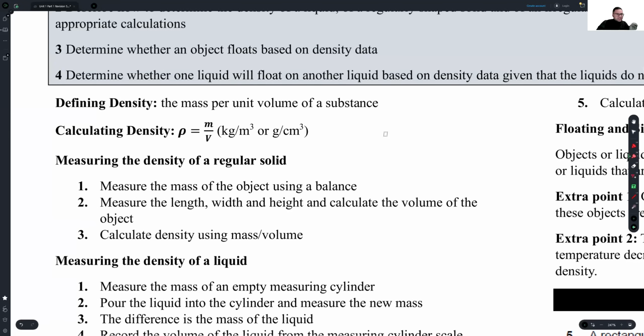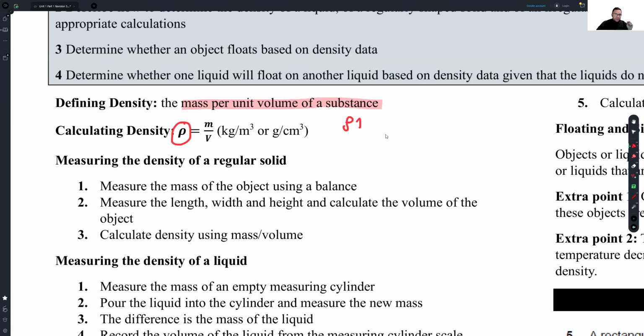But what is density? The difference between a kilogram of steel and a kilogram of feathers is that the feathers take up a ton of space, whereas the steel takes up very little space, because the density of steel is greater than the density of the feathers. Density affects not just mass, but volume. It's a ratio of mass and volume. So it's the mass per unit volume of a substance. The symbol for density is rho. So it's rho equals m over v.